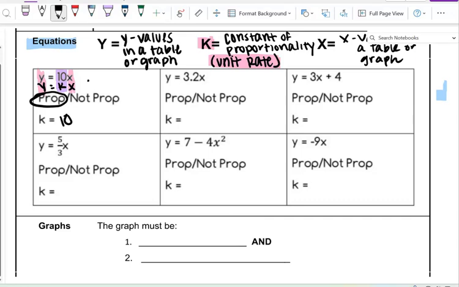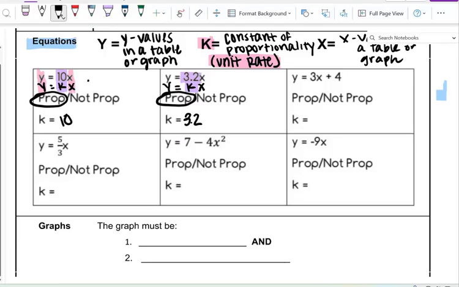Pretty easy. So let's do it again. So we have y equals kx, and you'll notice that we have that k value, but instead of a k, they put 3.2. So therefore, yes, it is proportional, and our k value is 3.2.